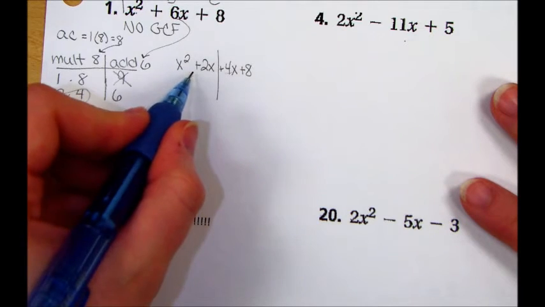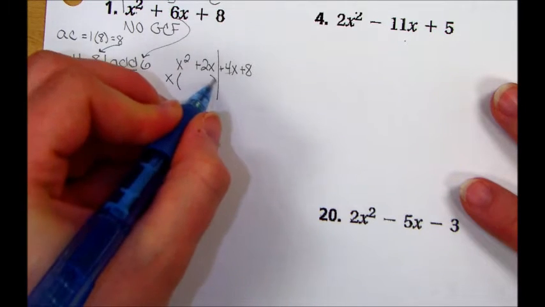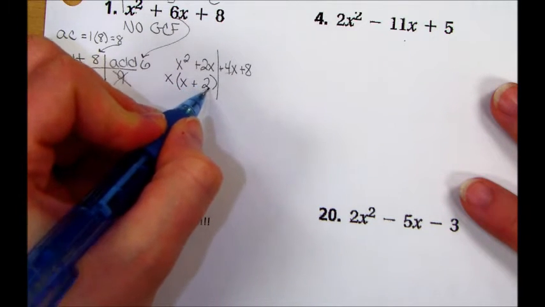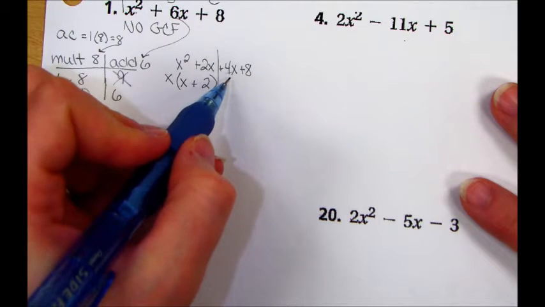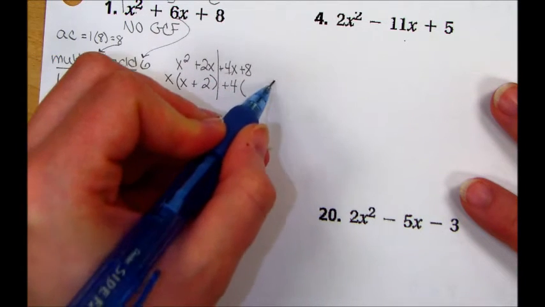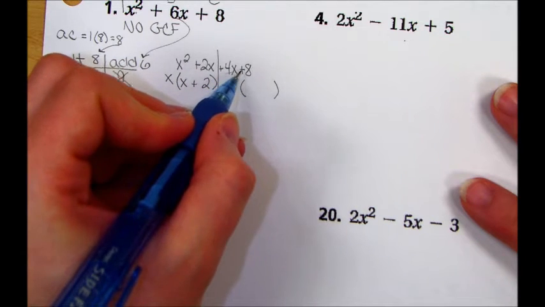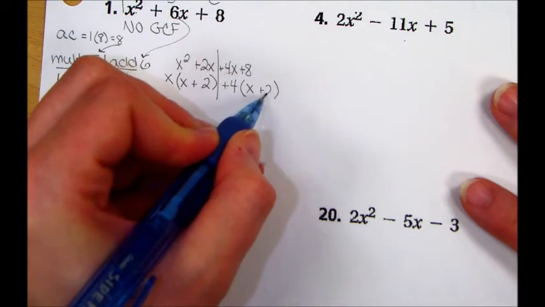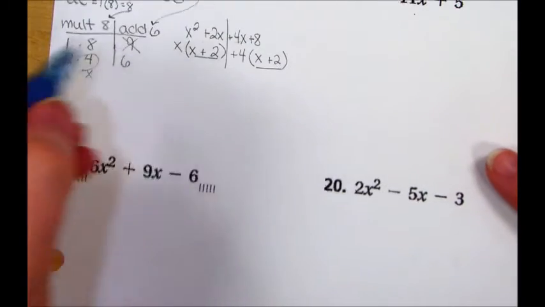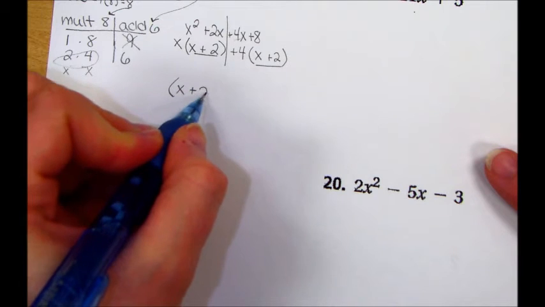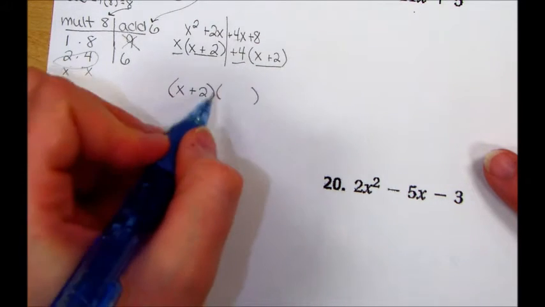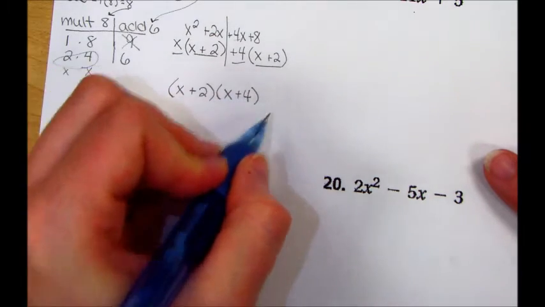The GCF of this side is just an x. When you pull an x out, you will be left with x plus 2. The GCF of this side is a positive, because that sign is positive, 4. When you pull a 4 out, you will get x plus 2. If these parentheses match, you know you did it right. Your final answer is that parenthesis that matched, that x plus 2, and what was outside of the parentheses, x plus 4. That is factored.